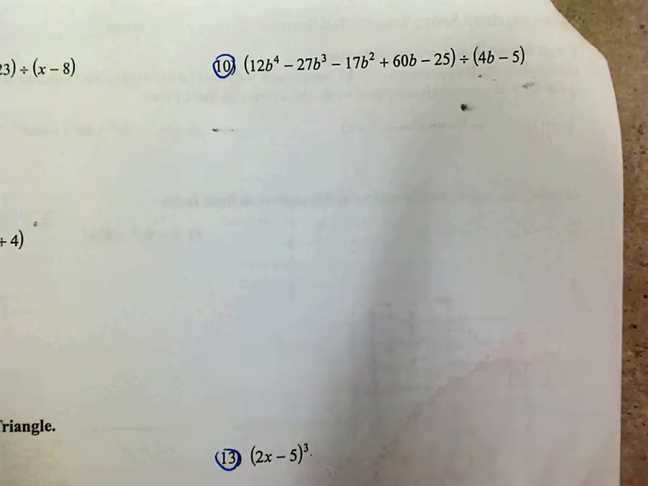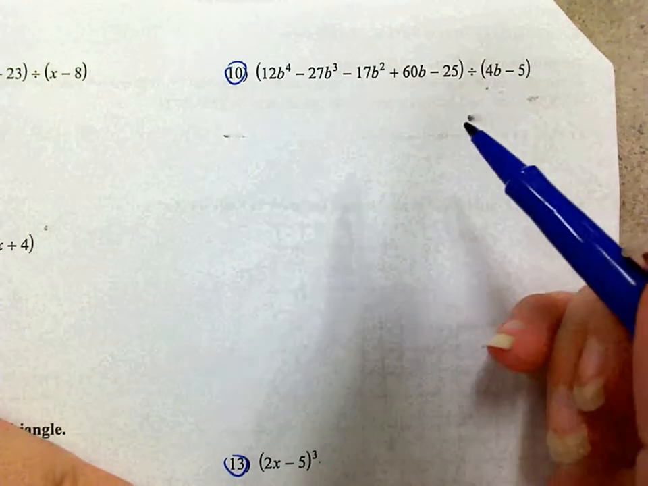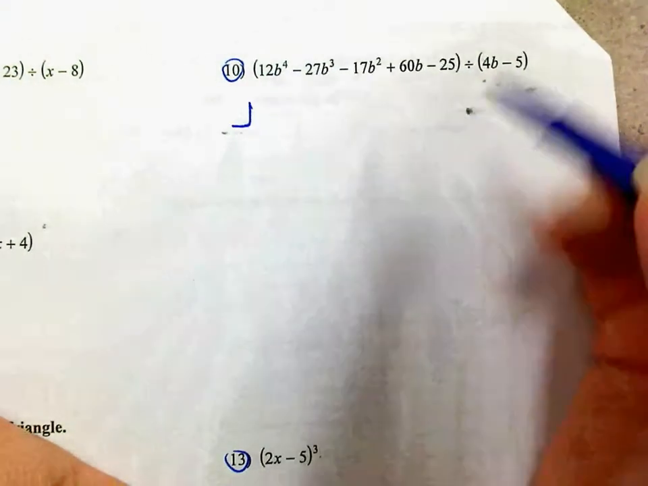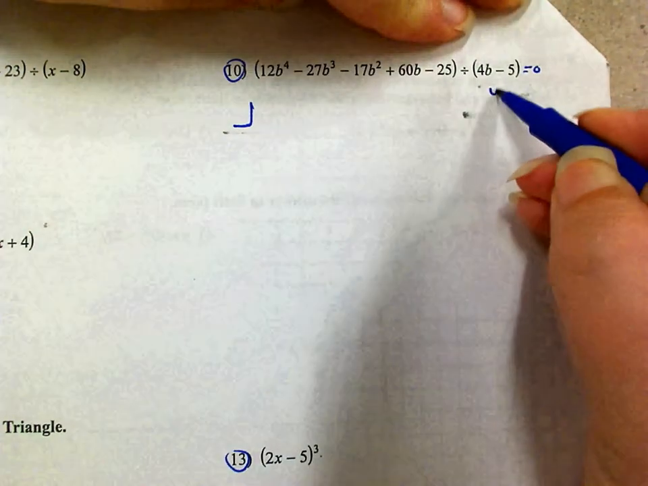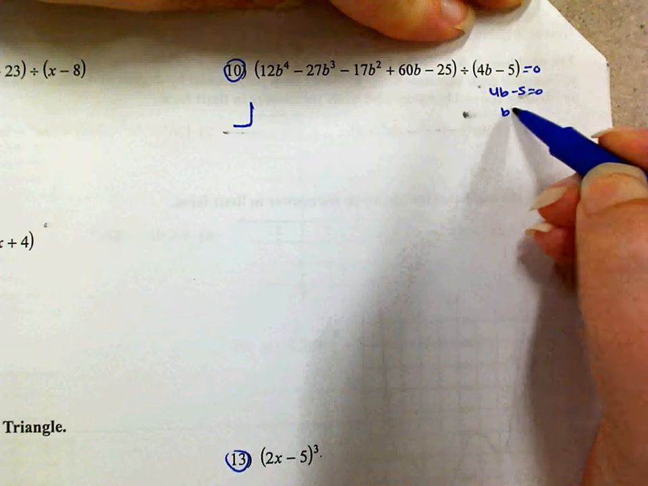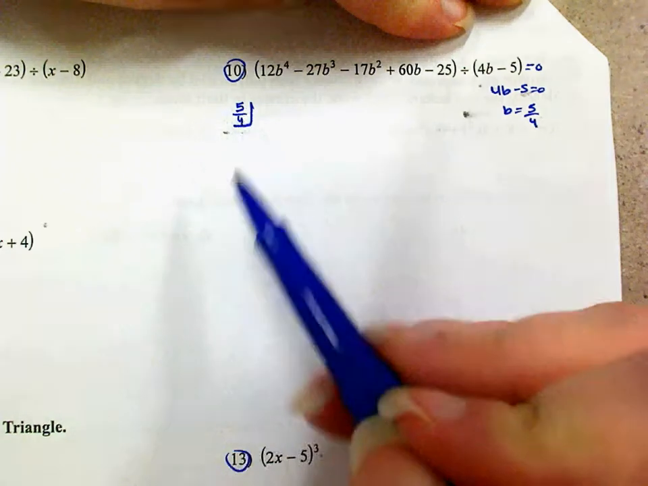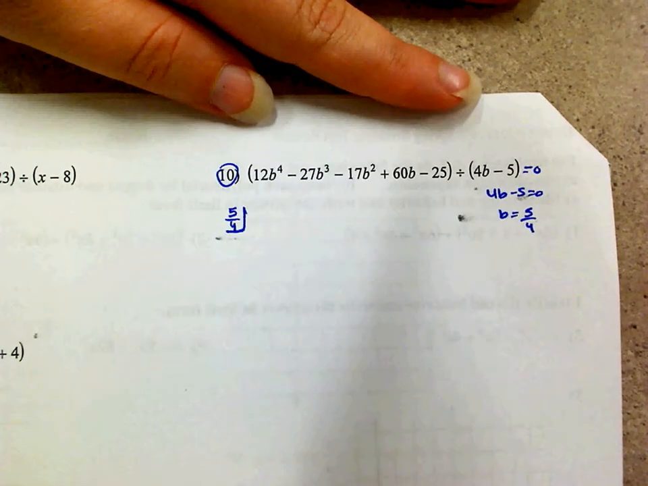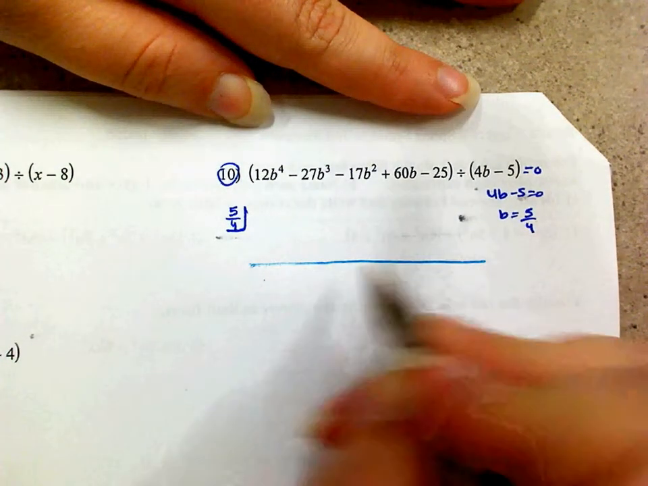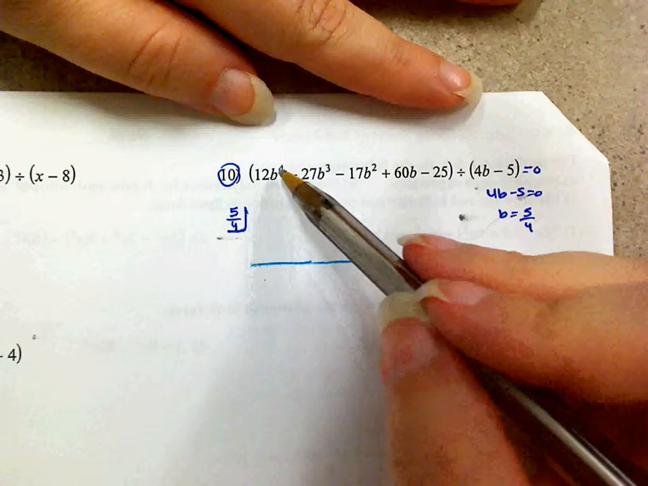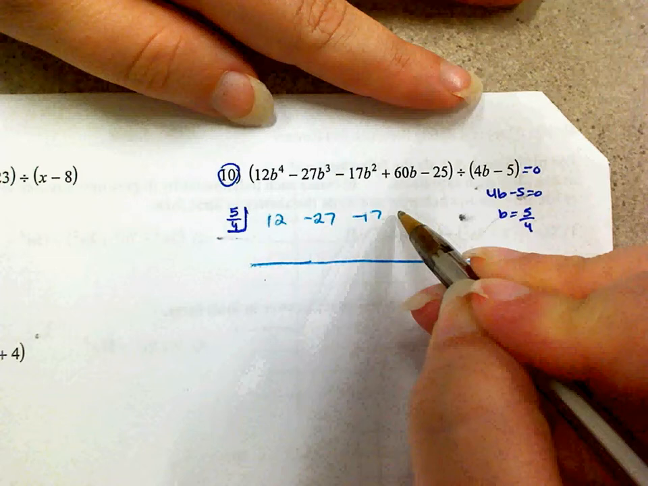Okay, so for number 10, it says we're going to divide using synthetic division. Now, in the half box, you have to remember that you put what makes this equal 0. So 4b minus 5 equals 0 when b equals a positive 5/4. You add the 5 and divide by 4. So I'm going to put 5/4 in here. Then across the top, make sure they're in order and there's no missing powers, 4, 3, 2, 1, none. So 12, negative 27, negative 17, 60, and negative 25.